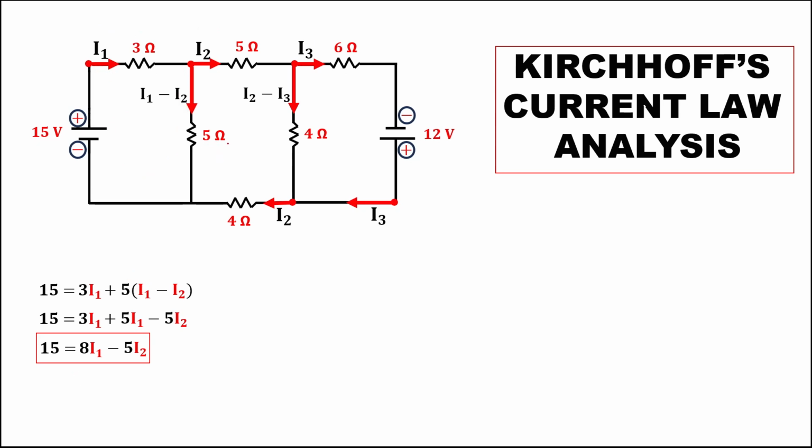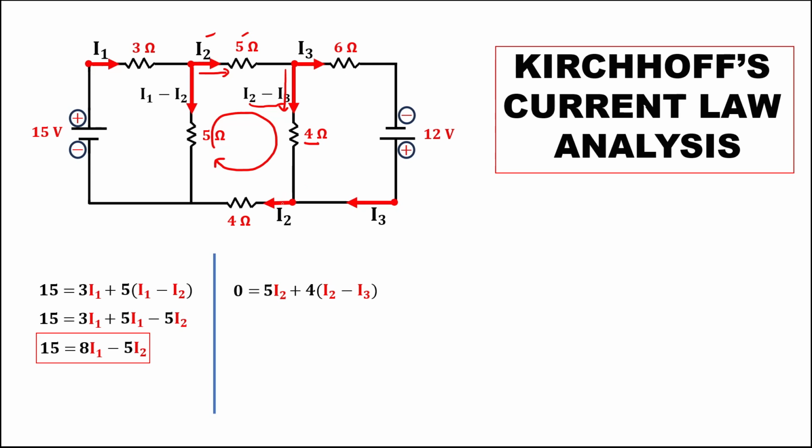Then from the second loop, again, the movement of the loop is clockwise. So for this current, since clockwise, this one is positive, and since on this loop there is no voltage, this is 0 equals, positive 5 times current 2. Then for this current, since clockwise, it is positive, and multiply these two, so positive 4 times current 2 minus current 3.